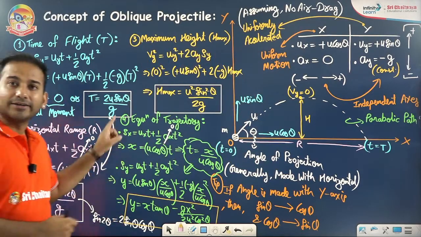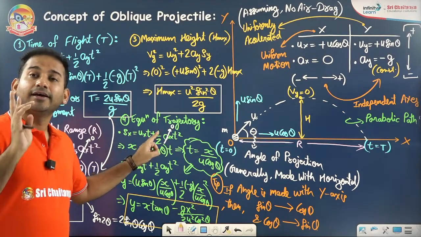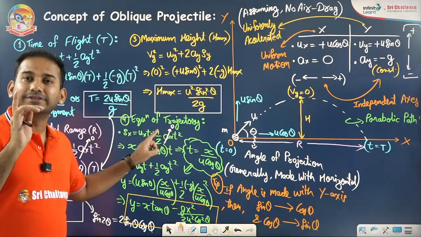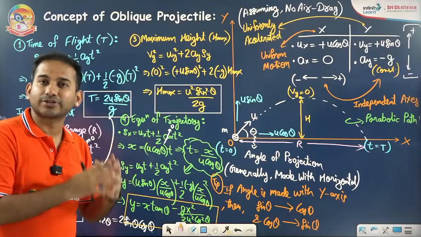So the formulas: time of flight is 2u sin theta by g, or 2u vertical by a vertical. Under no air drag condition, the time of ascent and time of descent are both half of it, meaning u sin theta by g each.